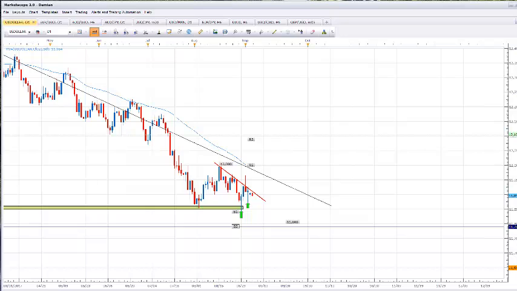So I'm going to be putting up trades in the Euro and the Aussie that would benefit from the dollar getting stronger. So that's what I have for you today.